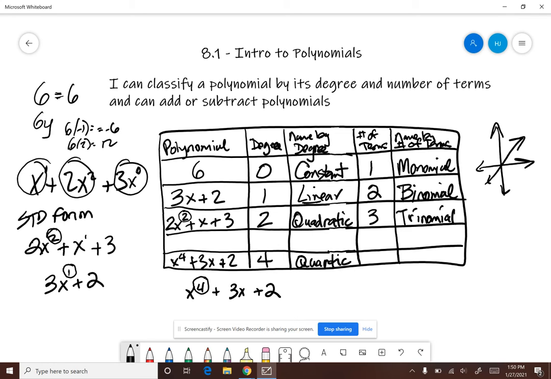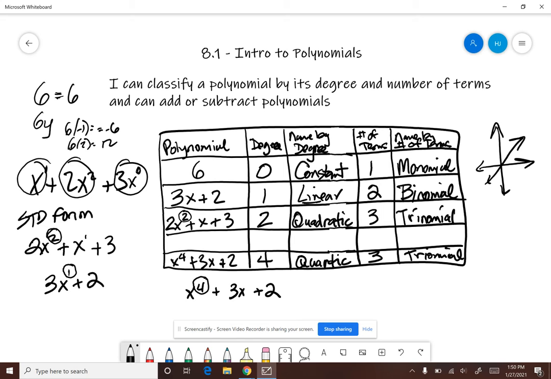So this is quartic. Quartic describes any polynomial that has a degree of 4, okay? And again, how many terms do we have here? We have 3. So this would be a trinomial.